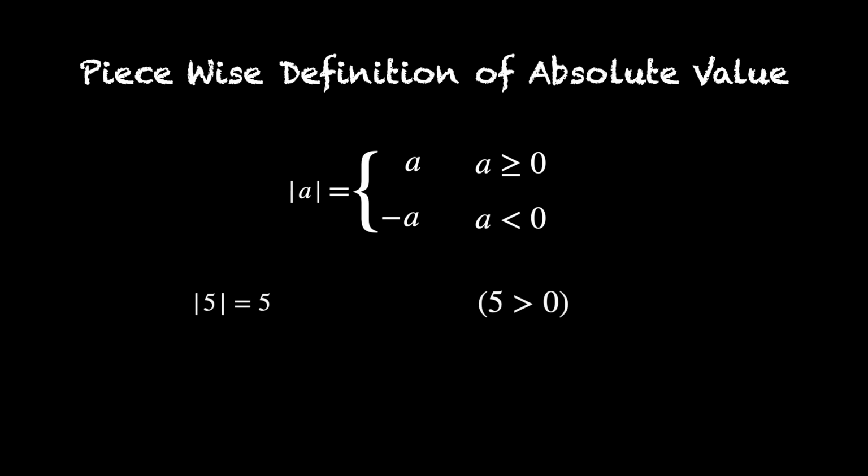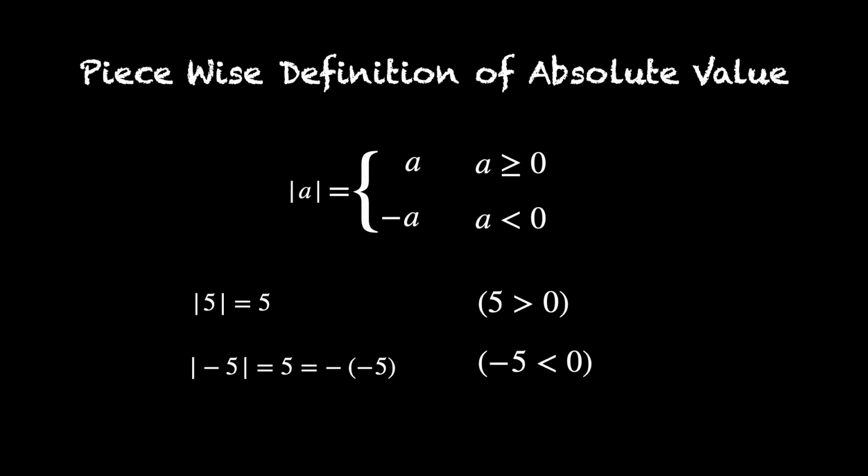For example, absolute value of 5 is 5 because 5 is a number greater than 0, and absolute value of negative 5 is 5 again. It is like you multiply negative 5 by another negative to have the positive part of negative 5. So for every positive real number a, absolute value of a is a itself, but absolute value of a when a is a negative number is just negative a. We just multiply a by negative 1.